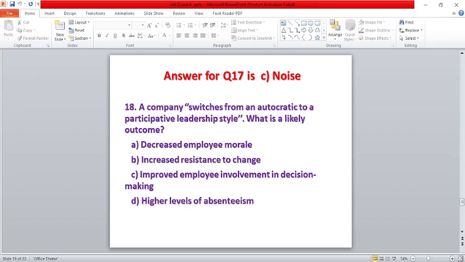Question number 18. A company switches from an autocratic to a participative leadership style. What is a likely outcome? A. Decreased employee morale. B. Increased resistance to change. C. Improved employee involvement in decision making. D. Higher level of absenteeism. The answer for question number 18 is C. Improved employees' involvement in decision making.